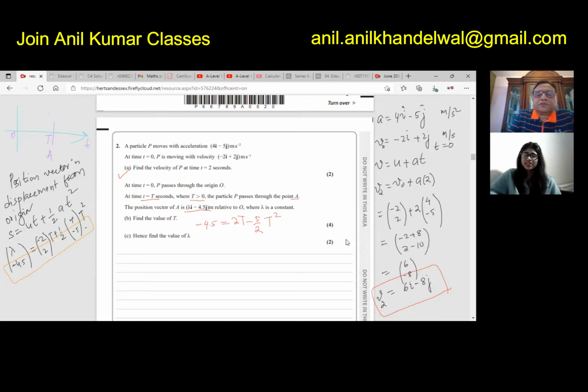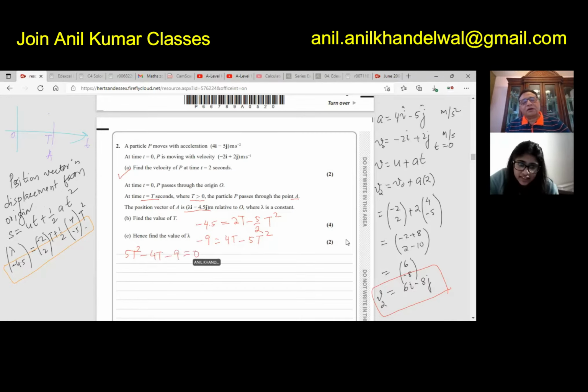So when you open this and multiply by 2, you get minus 9 equals 4t minus 5t squared. Is that clear to you? I nearly tripped up because the 5 is being multiplied by a half, but it looked like another vector, so I thought it was just by 2. I drew this orange line, so it kind of confused you. It's okay. So 5t squared minus 4t minus 9 equals 0.